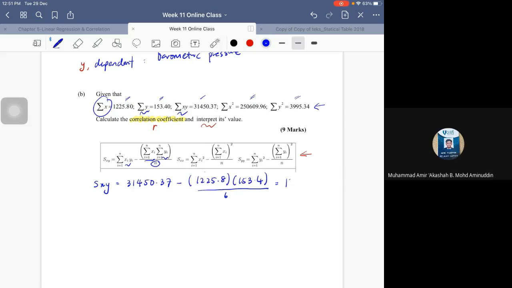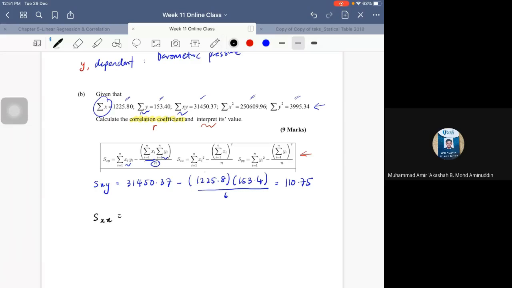110.75. Okay, 110.75, is that right? I think so. What do you get from your calculator? Okay. I'm not confident. So now that I already have S of xy, I'm going to find S of xx.